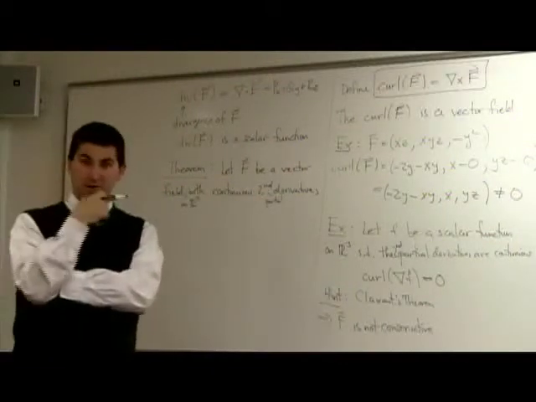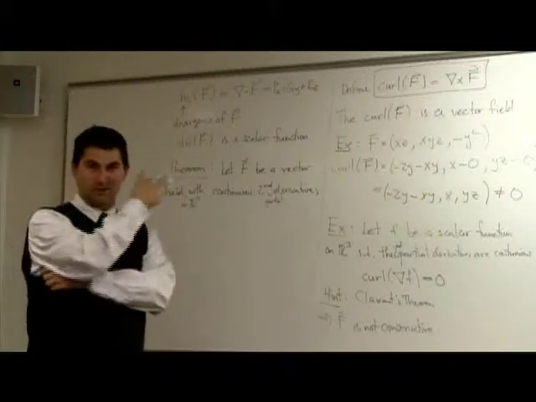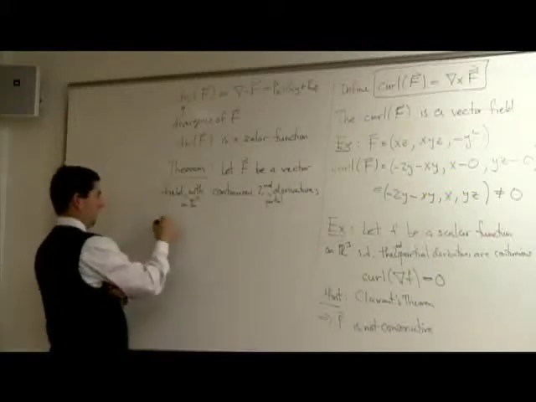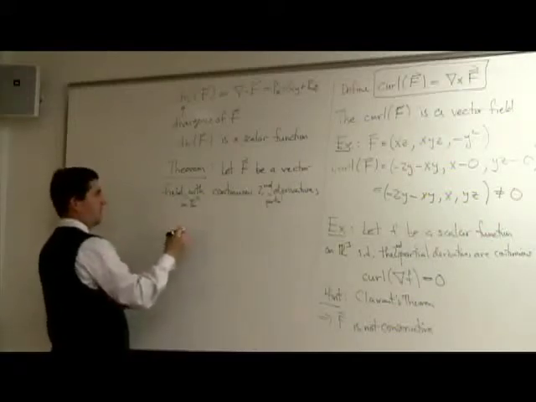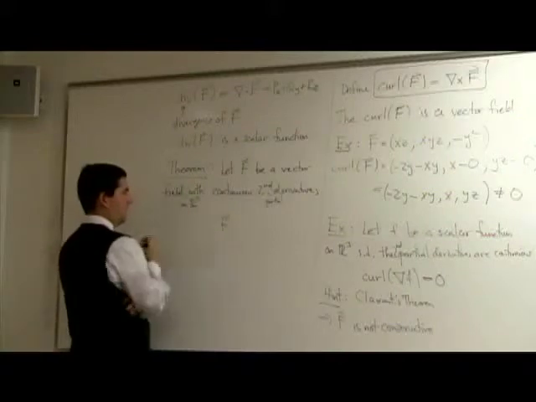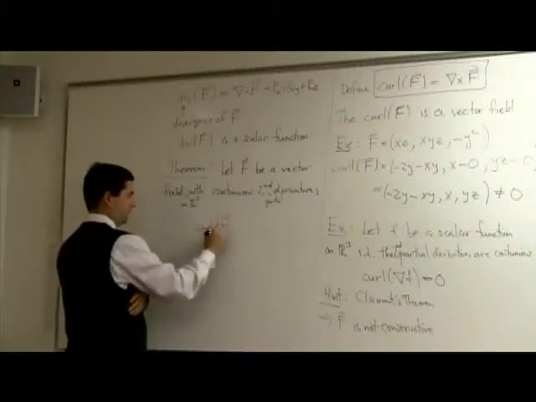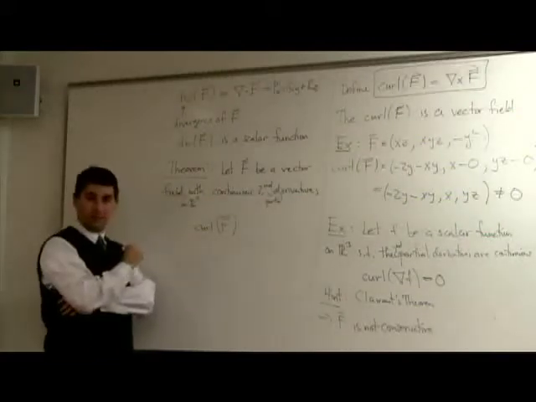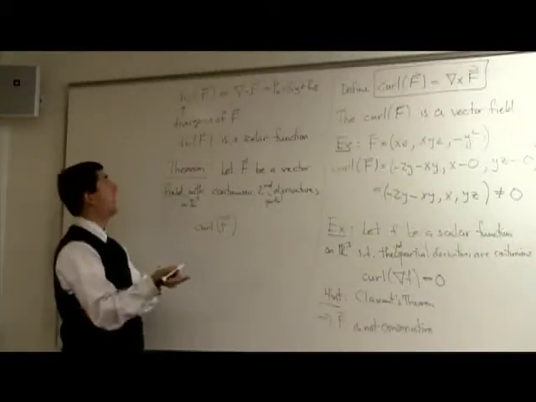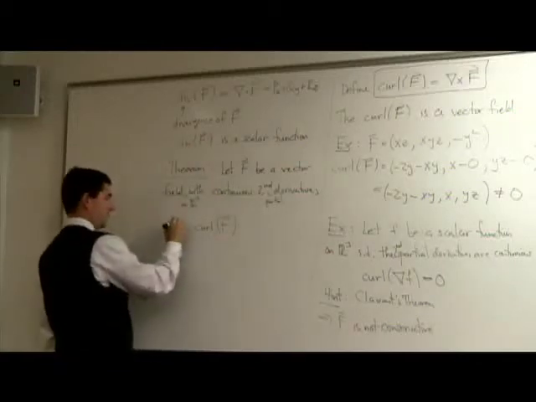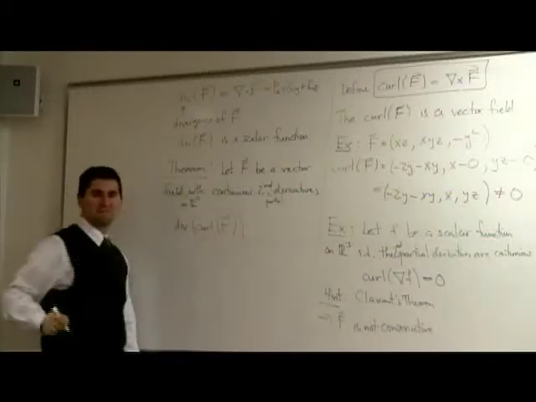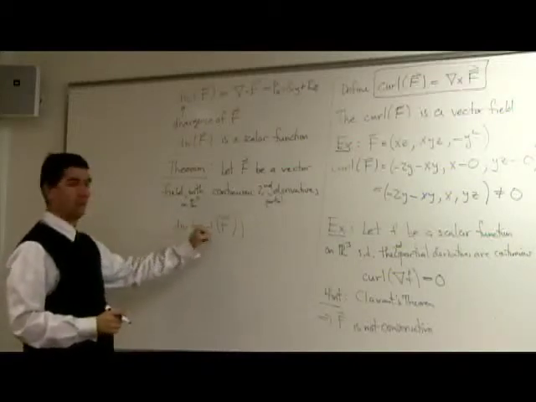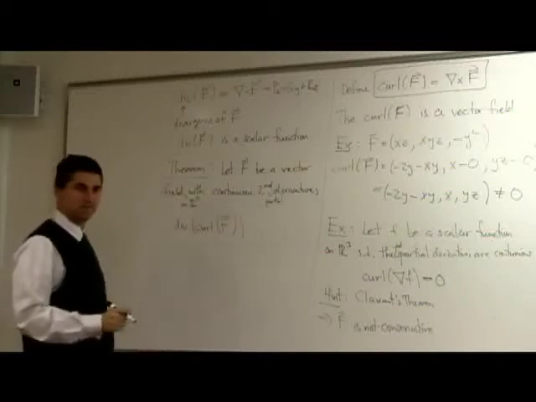Yeah, I want to use Clairaut's theorem. Clairaut's theorem uses continuous second partial derivatives. So I'm going to want to use that. Then, what happens if I start with f and I take its curl? I start with a vector field, I get another vector field out. If I have a vector field, I can take the divergence of it. So let me take the div of this. So the divergence of the curl of the vector field.